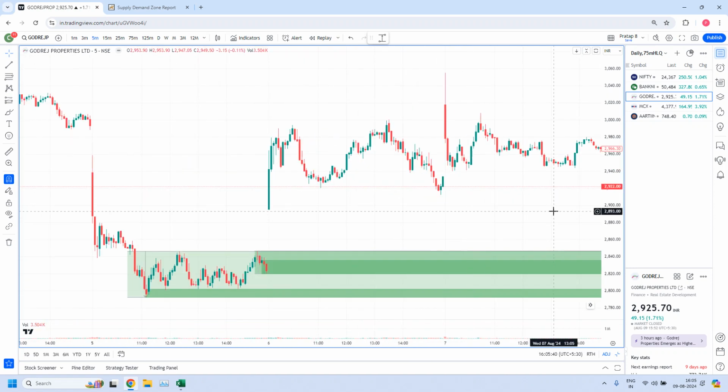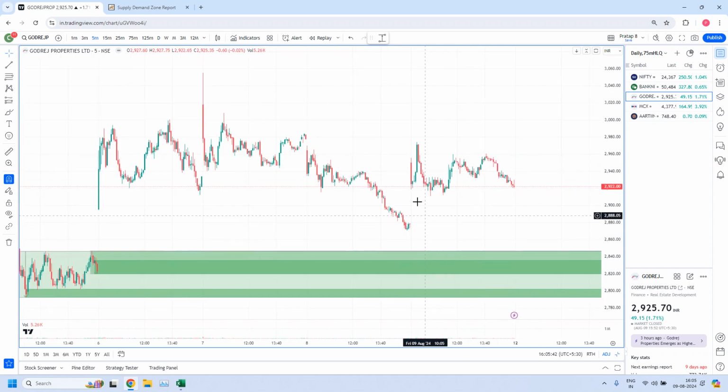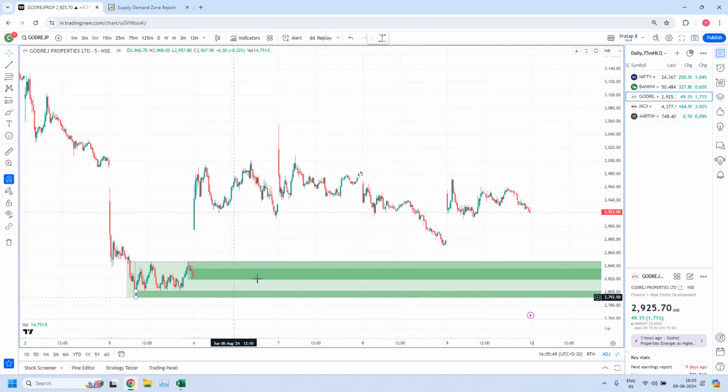But anyway, today prices did not enter into this zone. With the gap up today, the prices moved. We didn't get a trade opportunity. But how I fine-tune this zone is very important from our learning point of view.